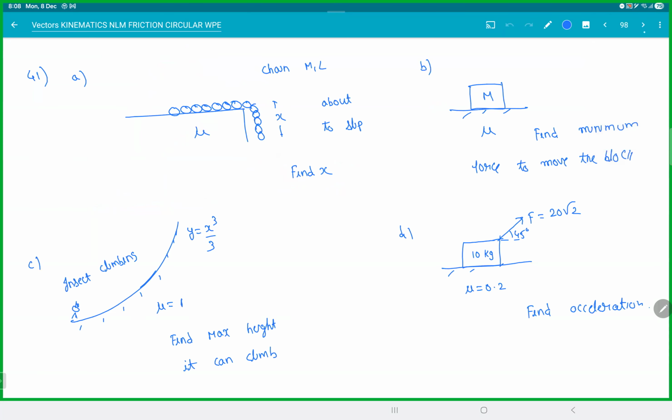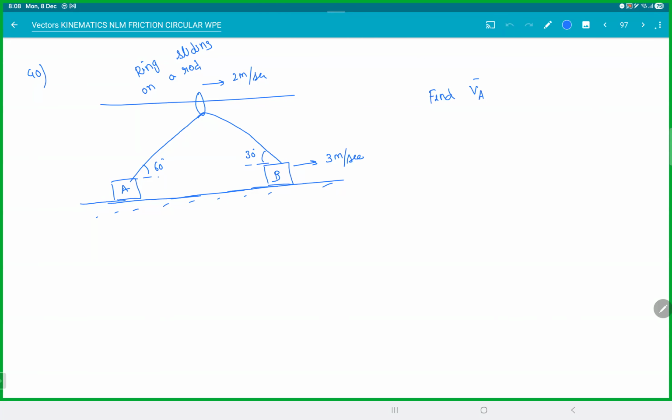So what do we do in this? Again, constraints. So get the tension. So this will be tension, this will be tension, tension, tension. This is 60. So this is also 60. This is also 30.